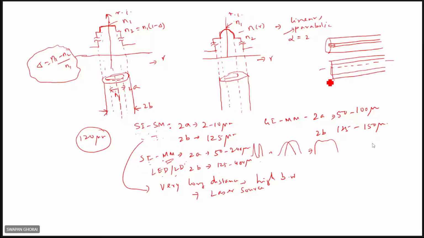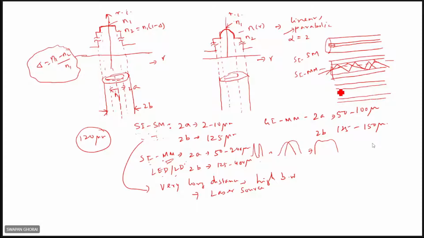In this case, you see many rays will be propagating here, right? Different angles, like these things. The many rays will be there. That is the SM fibers, SI-SM fibers. This is SI-MM fibers. And for GI fibers, for GI-MM fibers, the rays will not be straight lines because refractivity variation is there.